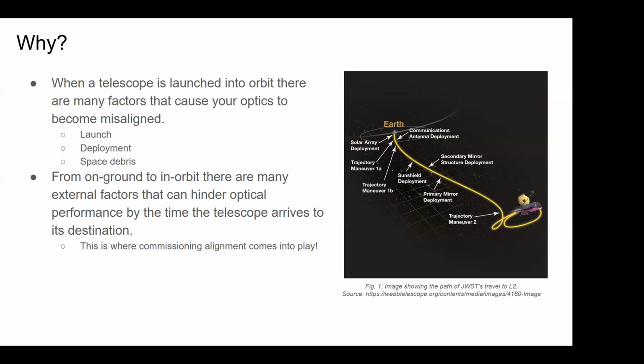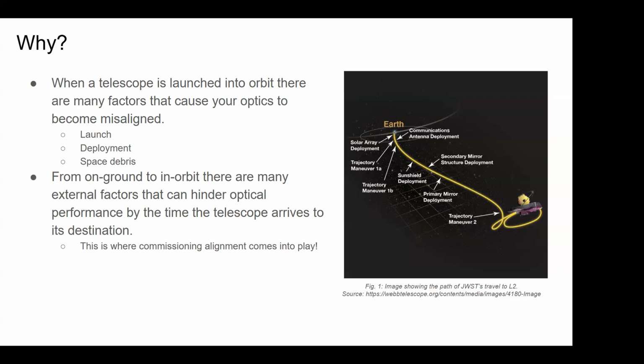This is where the importance of the commissioning alignment comes into play, being able to develop an algorithm that will take your telescope from some uncertain position in orbit to being fully aligned and able to capture diffraction limited images. And right here on the right, I really like this diagram of James Webb's journey to L2 from Earth and all the different processes that go from being a folded up spacecraft in a rocket to being a fully working space telescope. There are a lot of components that go into play to make it work.